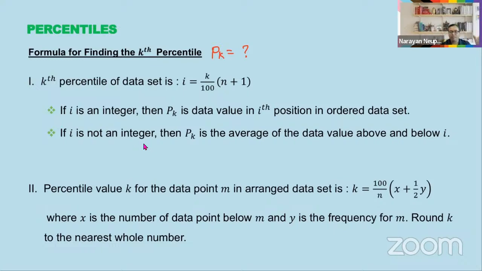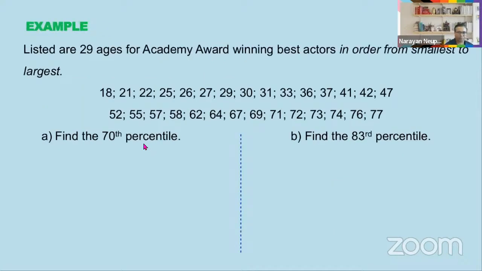But if I just say this like this, it will make no sense. So let's take an example so that this will be meaningful. Here we have the example. Listed are 29 ages for Academy Award winning best actors, in order from smallest to the largest. You can see 18, 21, 22. The data is already arranged, right? And how many pieces of information do we have here?